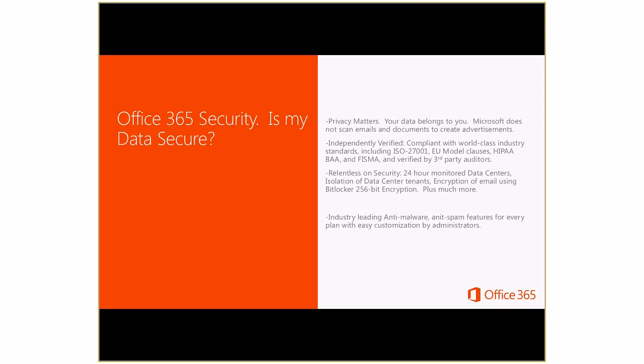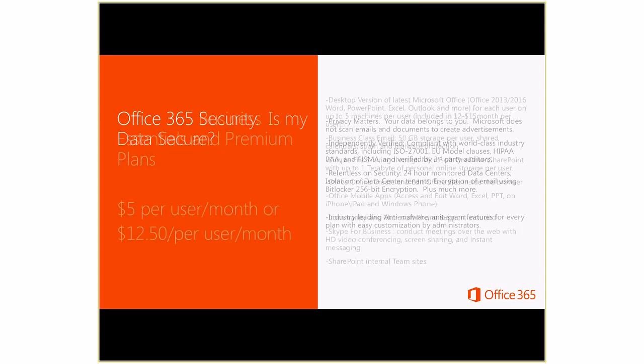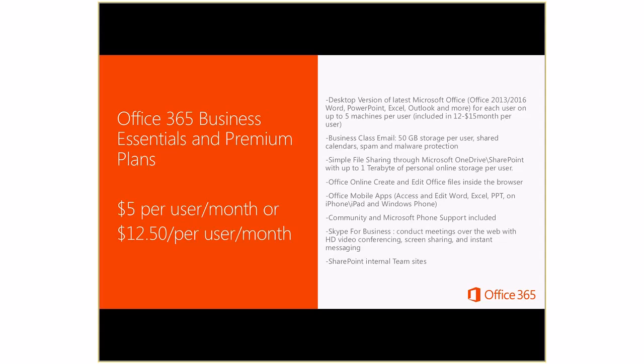Now I'll go over some of the plans as well. There's various plans that are geared to different types of businesses. For small to mid-sized businesses, there's Office 365 Essentials and the Premium plan. The only difference between the Essentials and the Premium plan is the Premium comes with your desktop version of Microsoft Office, so your Word, PowerPoint, Excel, Outlook, on up to 5 different devices per user.